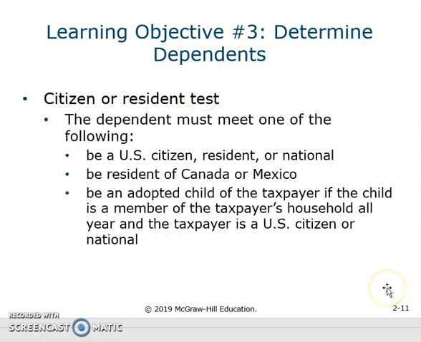The third general test is the citizenship or resident test. The dependent must meet one of the following requirements. They must be a U.S. citizen, resident, or national, be a resident of Canada or Mexico, or be an adopted child of the taxpayer if the child is a member of the taxpayer's household all year and the taxpayer is a U.S. citizen or national.